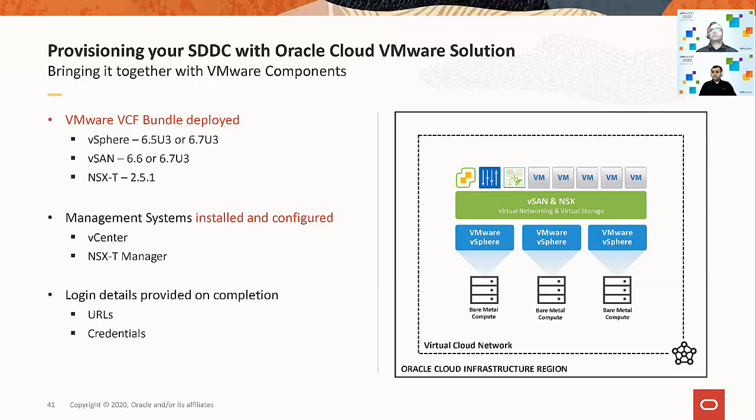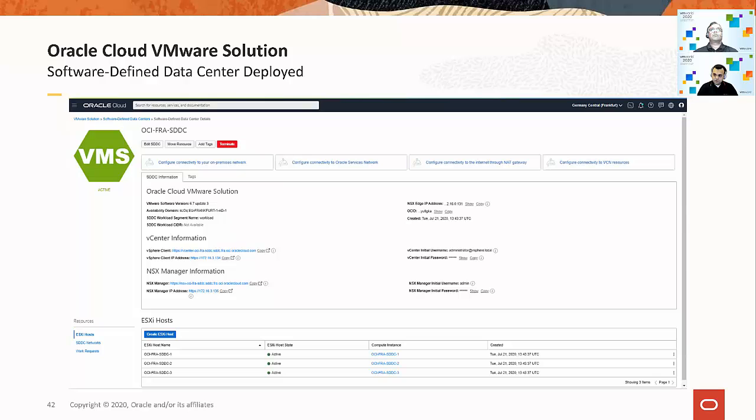It will install vCenter, and it will install the NSX-T management cluster and give you direct access to that. So we install it and configure the cluster. What you basically get is login details into your environment. There we go. Once the provisioning service is complete, this is the view that you get: your Oracle Cloud VMware Solution environment, with your vCenter information and your NSX manager information. Next slide, please, Sudhir. Thank you.